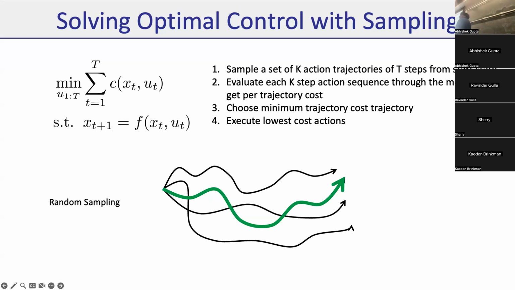Does the algorithm make sense to everyone? Okay, so what might be wrong with the algorithm? So we had one point about action dimension not scaling well. What are other issues here?